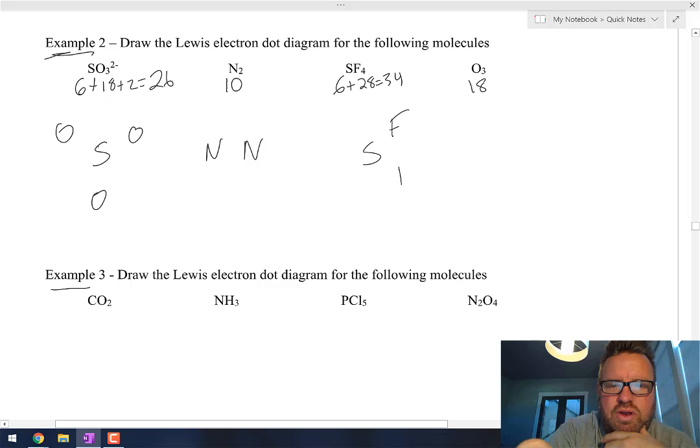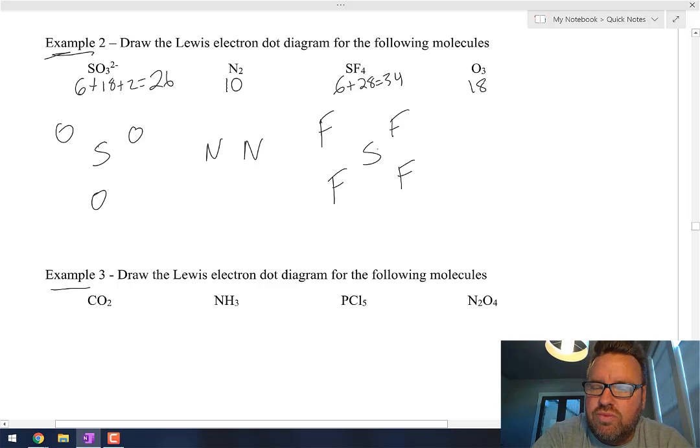SF4, 1, 2, 3, 4 fluorines around the sulfur. Oxygen, again, there's 3 of them. Which one goes in the middle? Well, they're all the same. So let's just kind of put them in a nice little cute row like that.